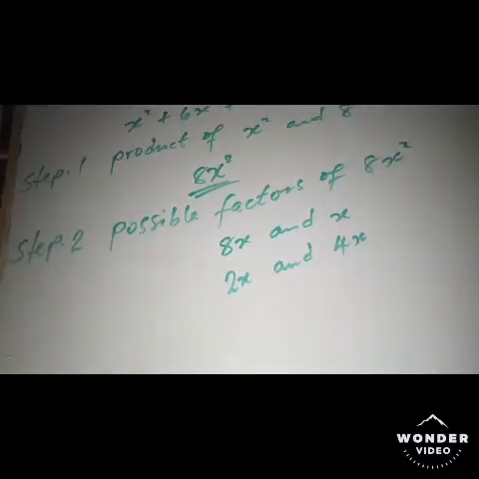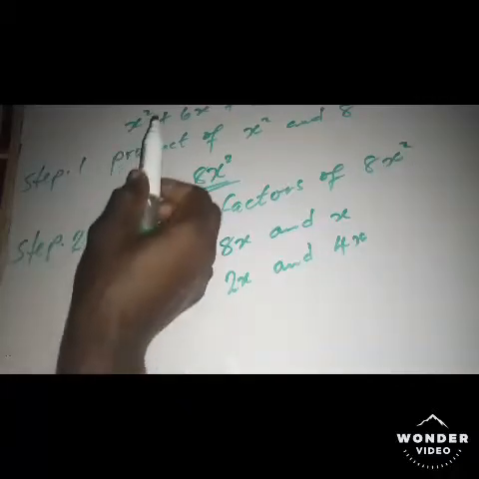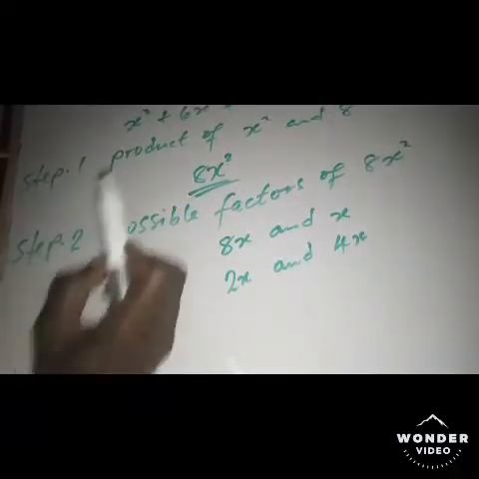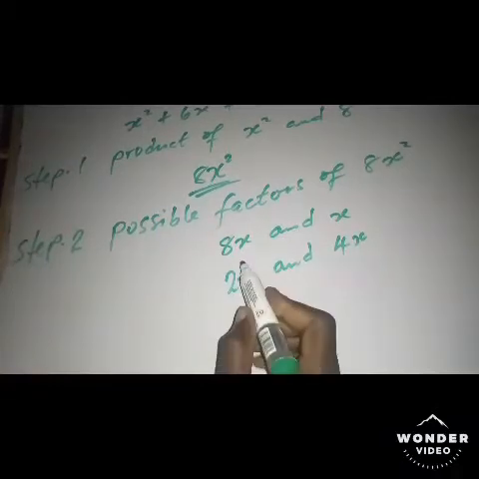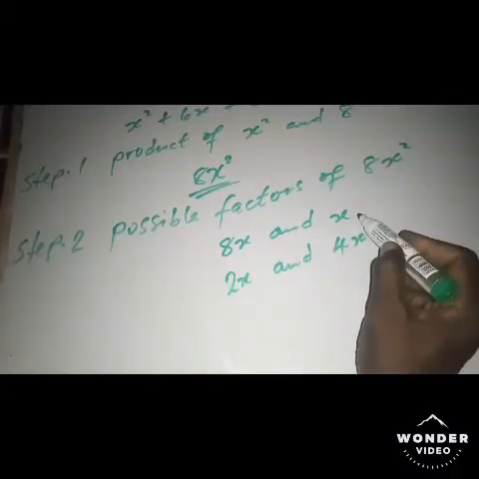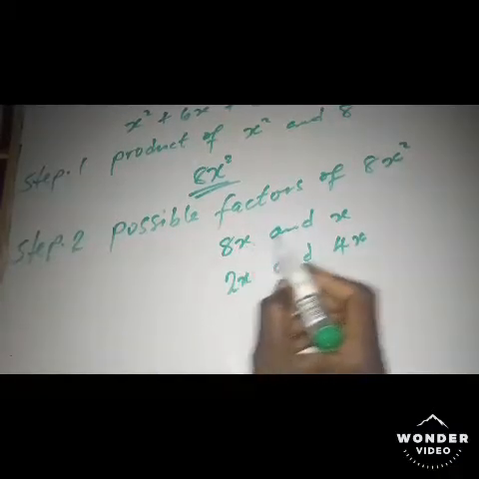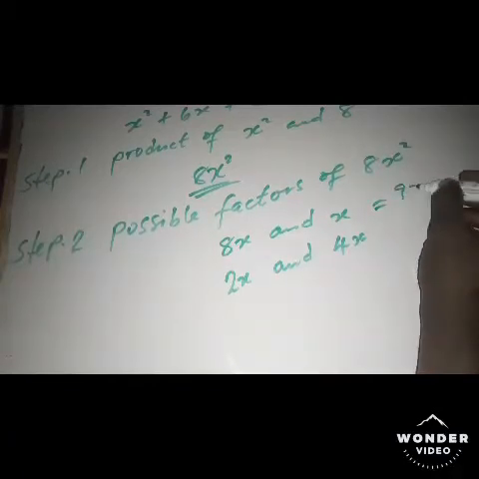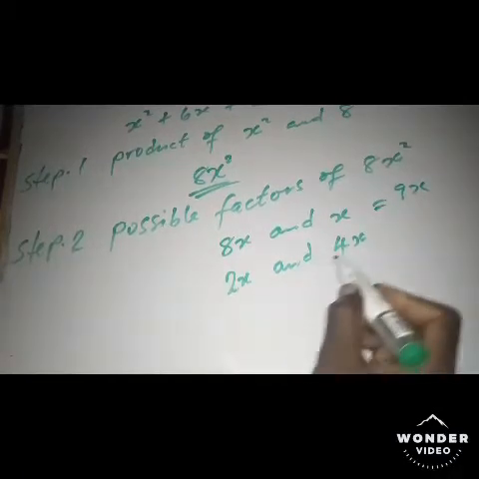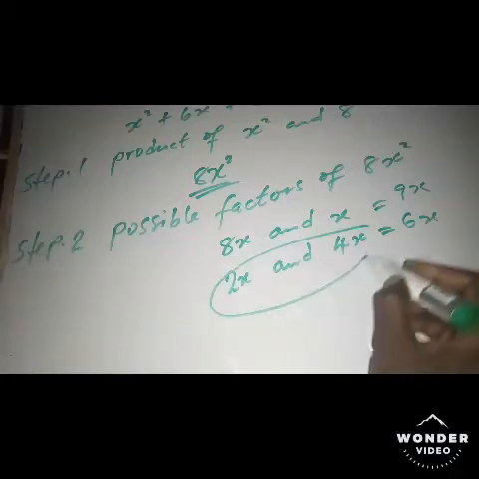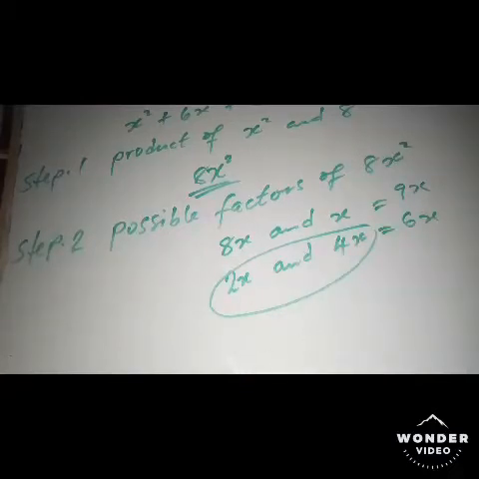The next thing is to look at these two combinations, such that when you add them, you get the middle term. And the middle term is 6x. The first combination, 8x plus x, will not give you 6x. It gives 9x. But 2x and 4x give you 6x. Therefore, you choose this combination.